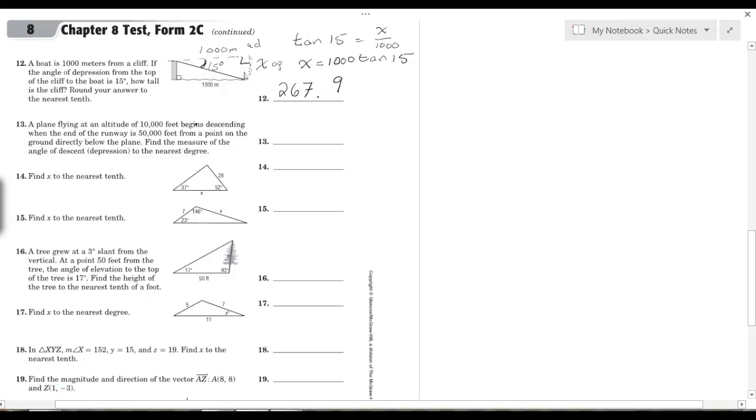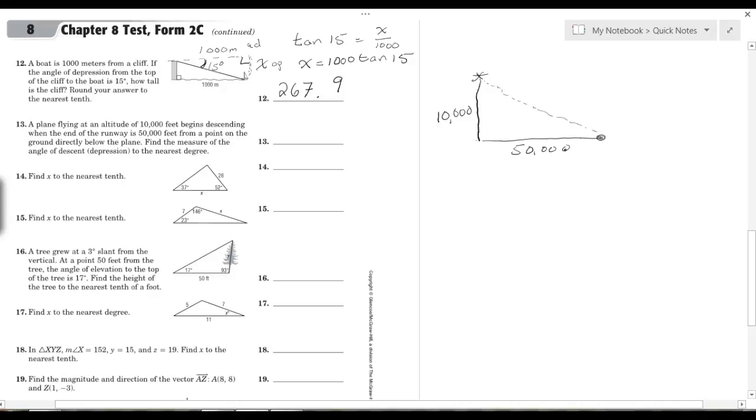So we have a similar problem here. Number 13, it says a plane flying at an altitude of 10,000 feet. So I'm going to start to draw that here. This is 10,000. And here's my plane up here. It begins to descend when the end of the runway here is 50,000 feet from a point on the ground directly under the plane. So that means this length here is our 50,000.